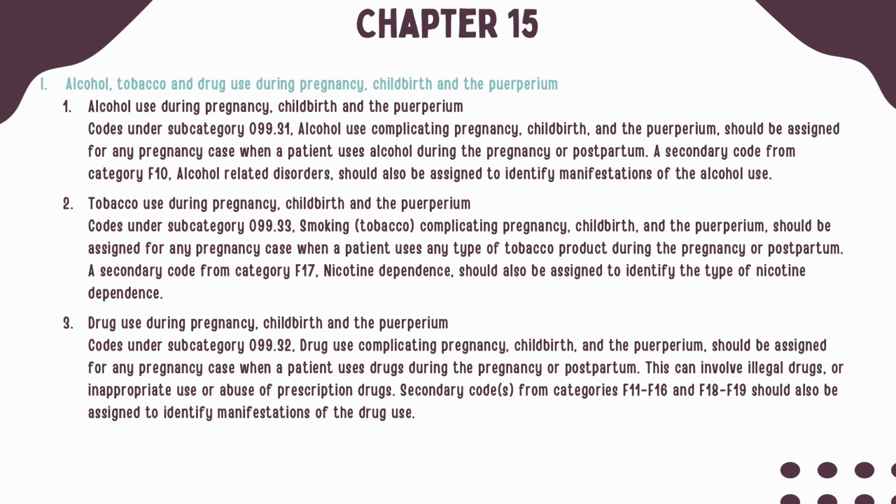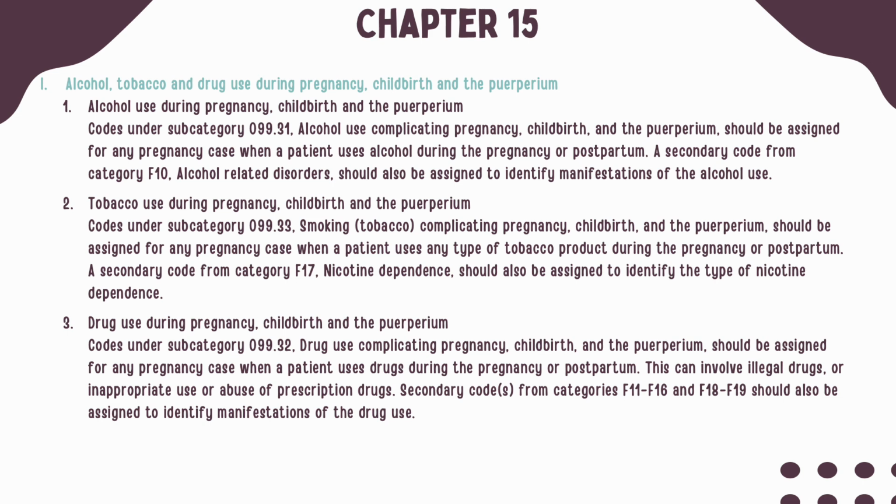When a pregnant patient uses alcohol during the pregnancy or during the postpartum period, a code from subcategory O99.31 should be used. And then a secondary code from category F10 should also be assigned to identify any manifestations of the alcohol use. When a pregnant patient smokes or uses tobacco during pregnancy, childbirth, or the puerperium, a code from subcategory O99.33 should be assigned. And then a secondary code from category F17 should be assigned to identify the type of nicotine dependence.